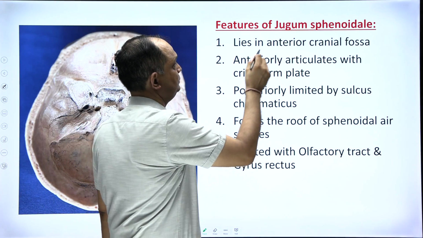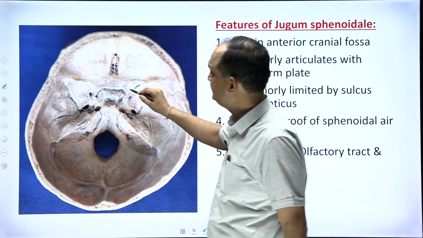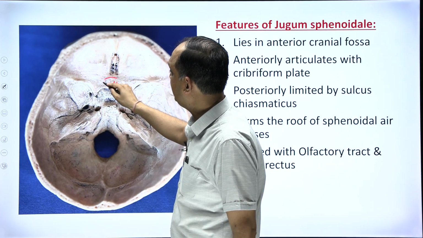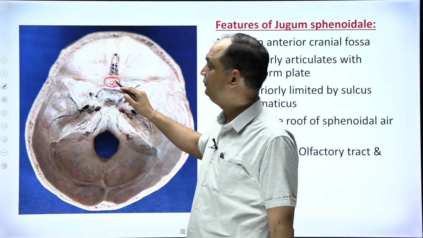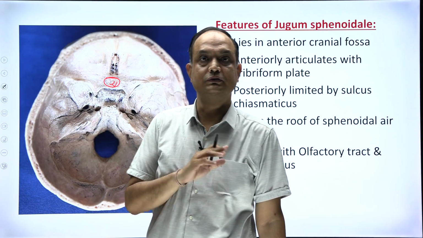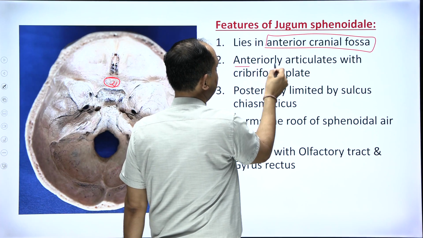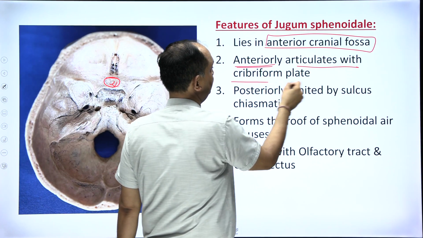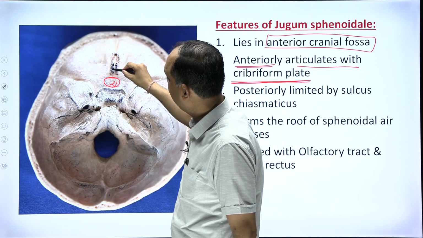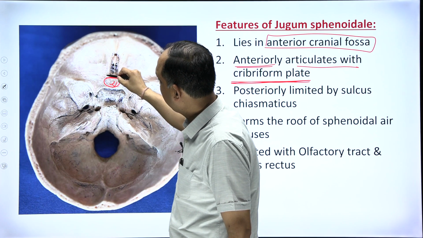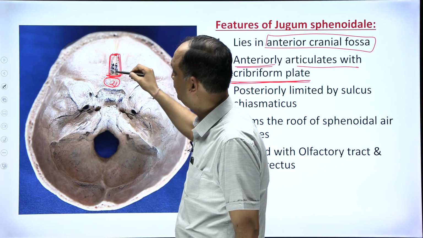Now we will move to the features of the jugum sphenoidale first. The most important thing is that the jugum sphenoidale is a part of the anterior cranial fossa. It is in the floor of the anterior cranial fossa. So this is one thing. The second thing is that anteriorly it is articulated with the cribriform plate. Here I told you that this is the cribriform plate, and this is the articulation with this middle portion of your ethmoid bone.